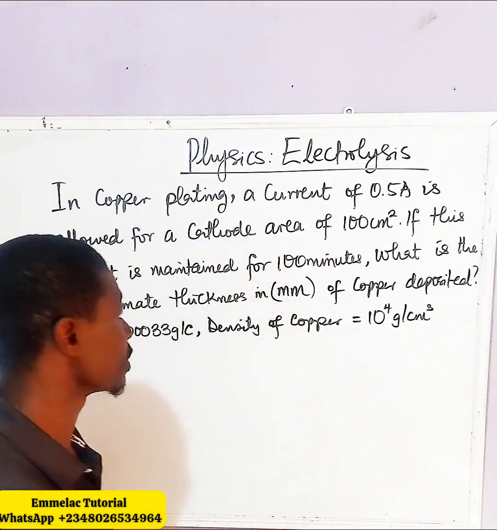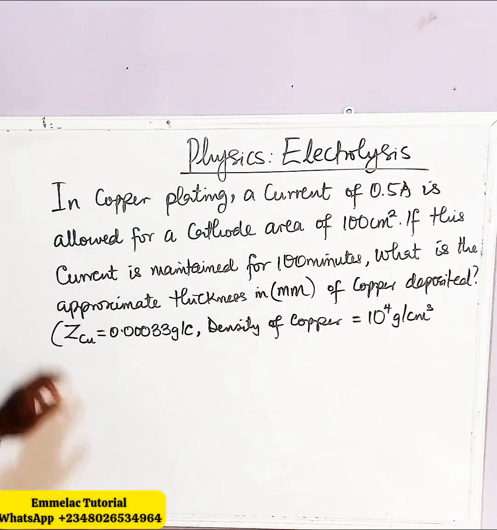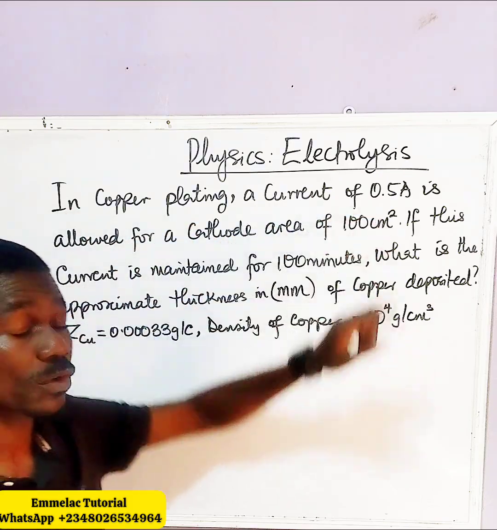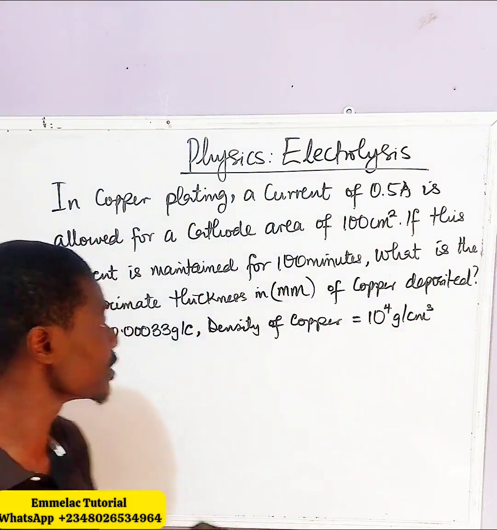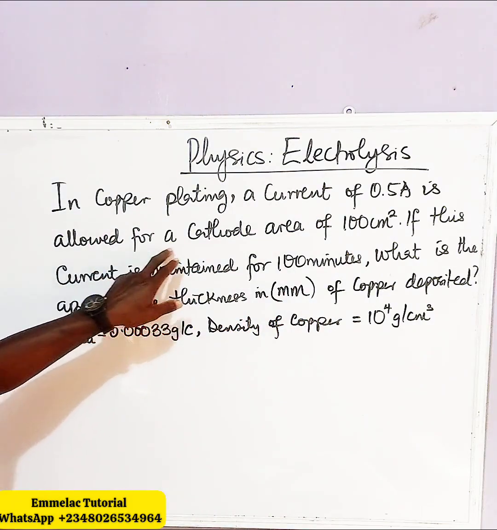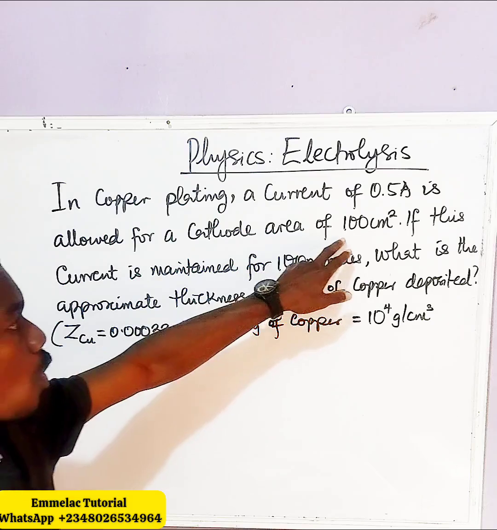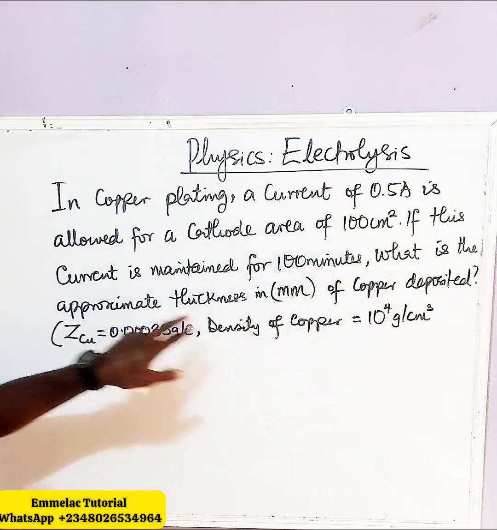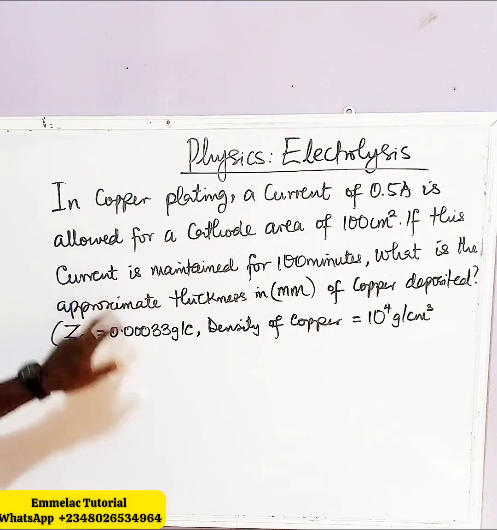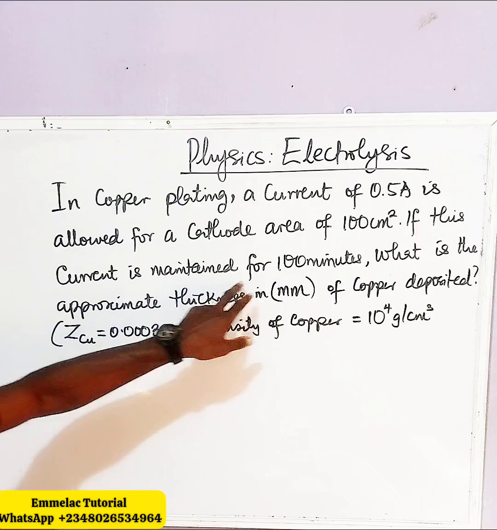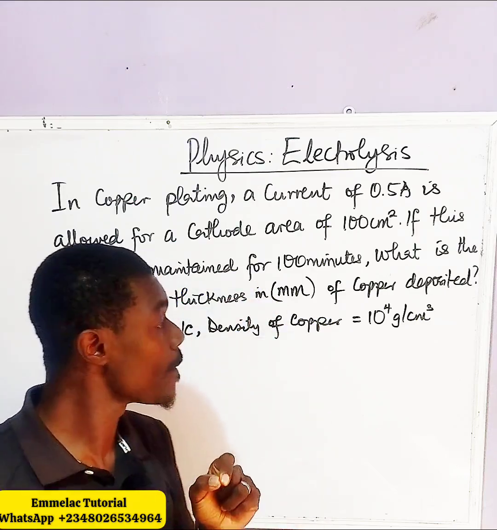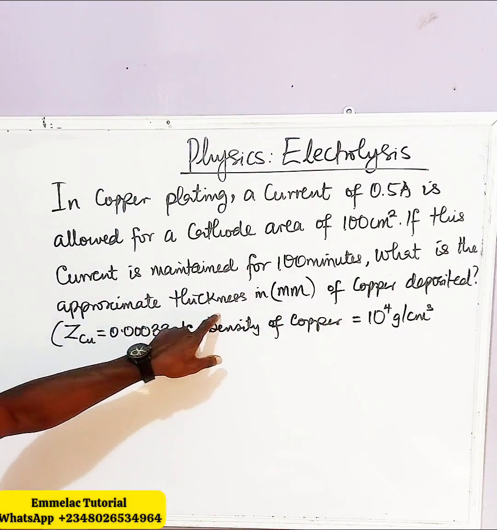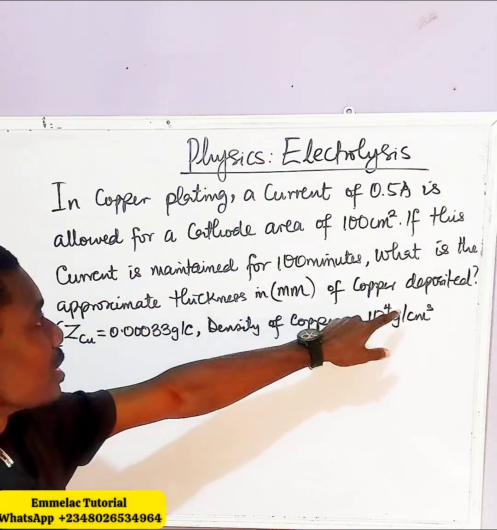Now before us is this electrolysis question, and it shows that in copper plating, a current of 0.5 amperes is allowed for a cathode area of 100 centimeter square. Now if this current is maintained for 100 minutes, what is the approximate thickness in meter of copper deposited?